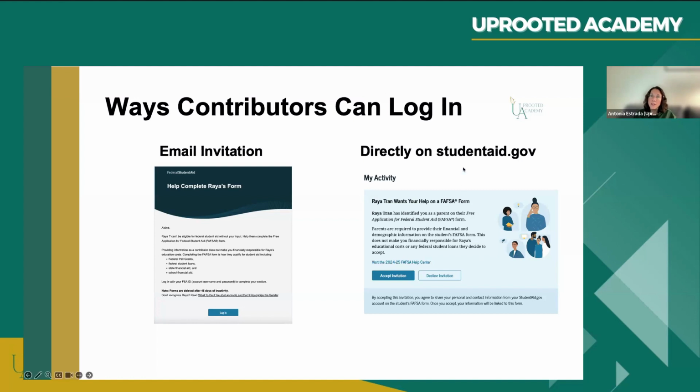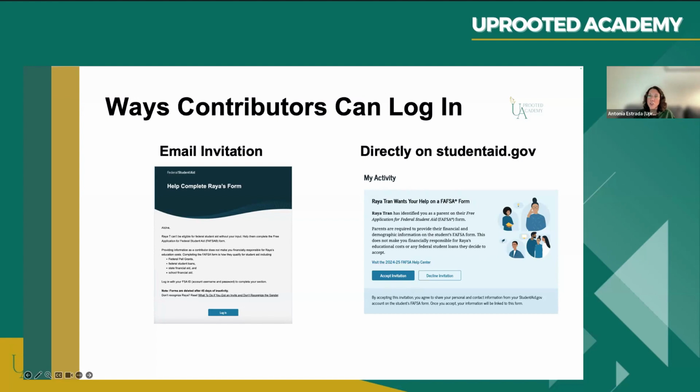Or parents can go directly to the studentaid.gov website and log in with their FSA ID. They will check their My Activity dashboard for the invitation. As you can see here, if there's an invitation waiting for them, it will appear here. They can select the invitation or accept invitation and get started, begin filling out the section.